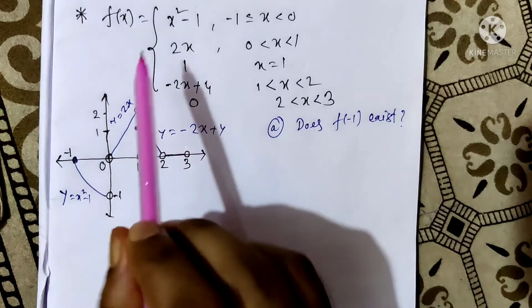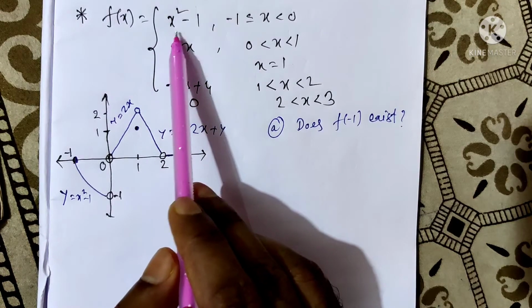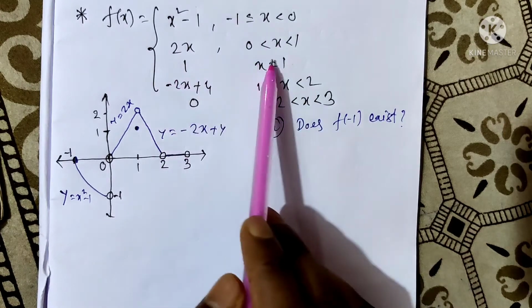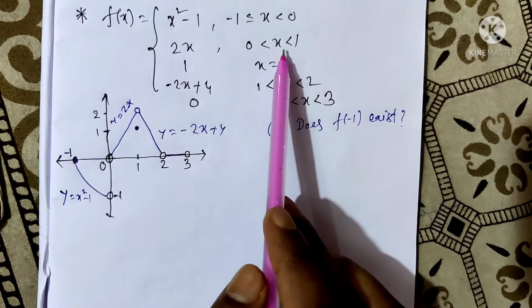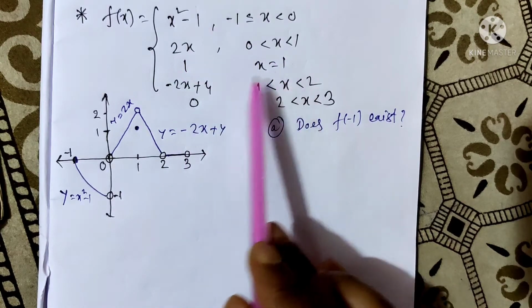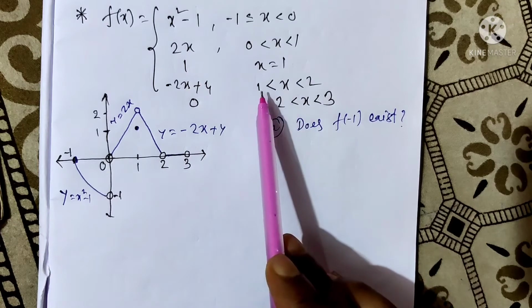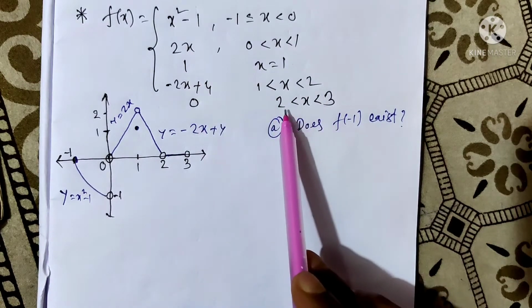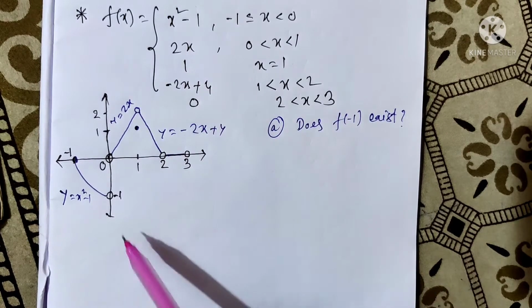Let the function be f(x) equals x squared minus 1 when x belongs to [-1, 0), f(x) equals 2x when x belongs to [0, 1), f(1) equals 1, f(x) equals minus 2x plus 4 when x belongs to (1, 2), and f(x) equals 0 for x from 2 to 3. And the graph of the function is this.